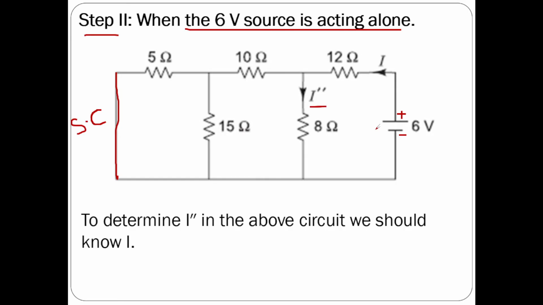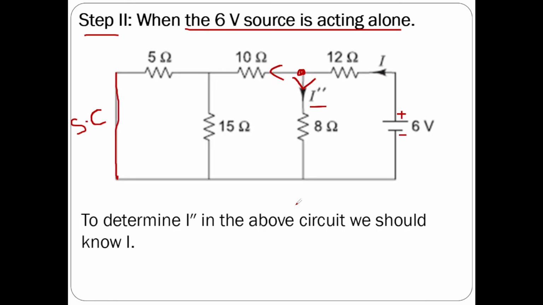Now what is the current that is coming out of the positive terminal of this 6 volts voltage source? That is I. So this I current will flow through 12 ohms, and at this node I will divide into 2 parts. There is a series parallel connection of the resistors here, so we have to simplify this. First of all, we must determine the I value. If we know I, we can determine I double dash by the current division rule.